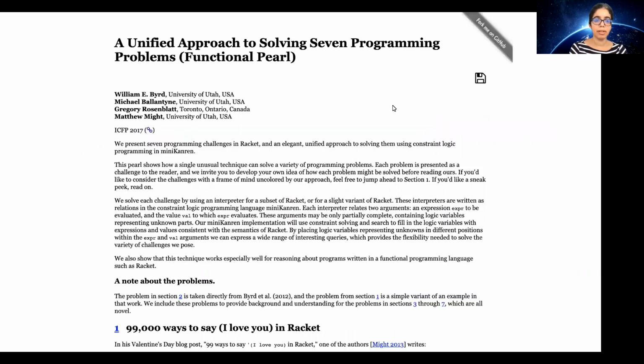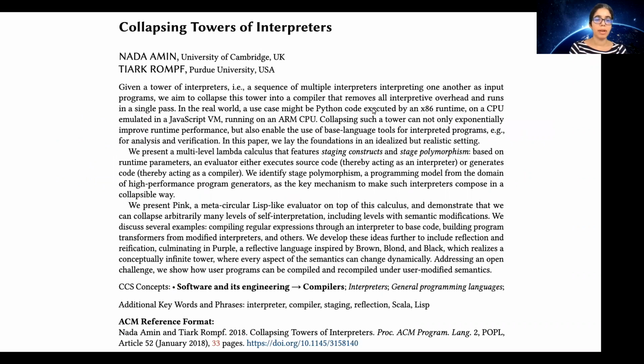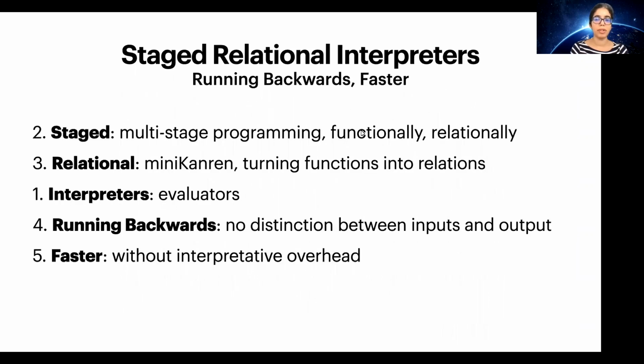The first one is A Unified Approach to Solving Seven Programming Problems, which was a functional pearl at ICFP 2017. And this paper shows all the things you can do with a relational interpreter. And the second paper is Collapsing Towers of Interpreters in POPL 2018. And this paper shows how you can collapse levels of interpretation without overhead, even in a tower, even in a potentially infinite tower of such levels. And today we will put these ideas together into something new, staged relational interpreters.